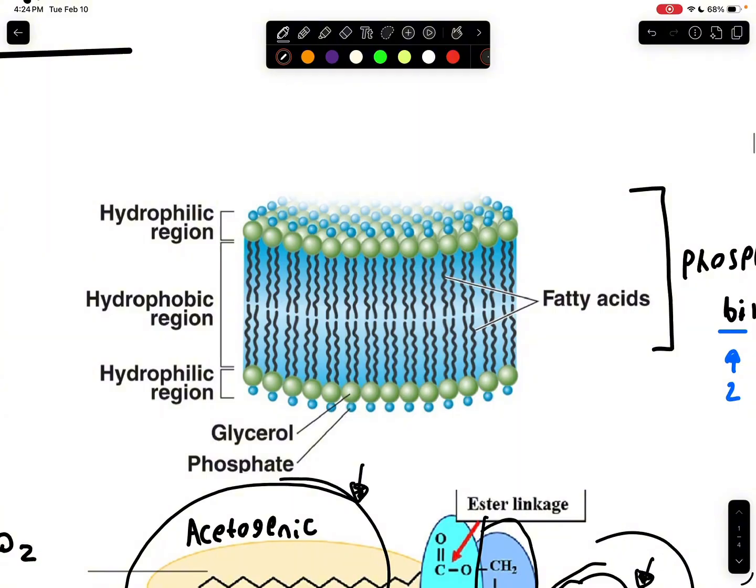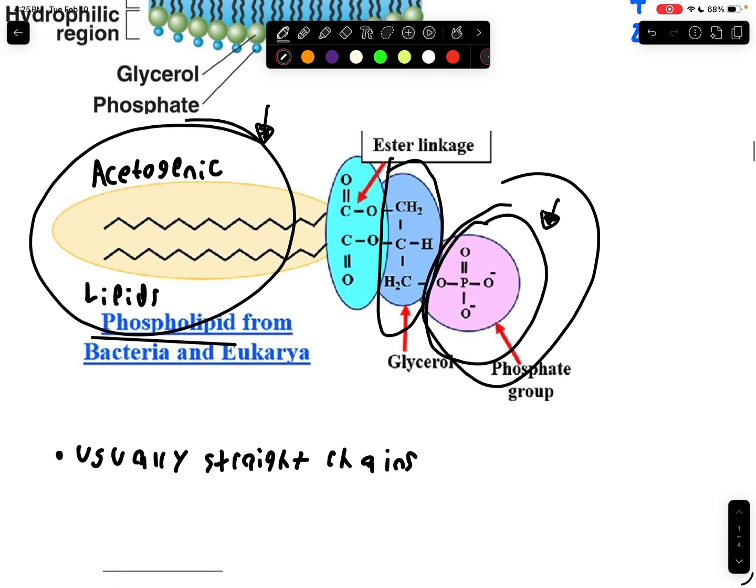So let's show you over here. This blue thing right here is your phosphate, this is your acetogenic lipid, and this is your glycerol. It helps to connect the two, right? And so the way the lipid is connected to the glycerol is through an ester linkage. And this will become important later on.